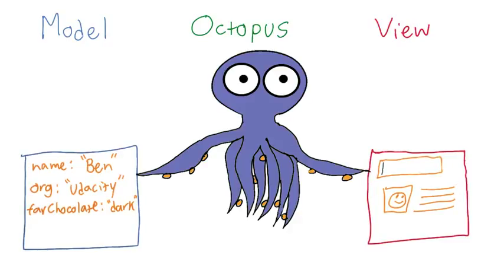Now, you can think of the octopus as the thing that holds things together, but also keeps them separate enough to allow changes in individual pieces without upsetting the rest. In other words, I can change my view here without disturbing my model. Or I can change the way I'm storing my data without disturbing my view over here.